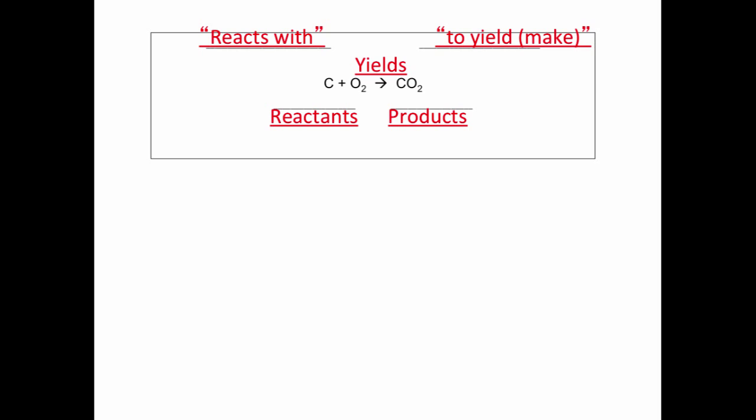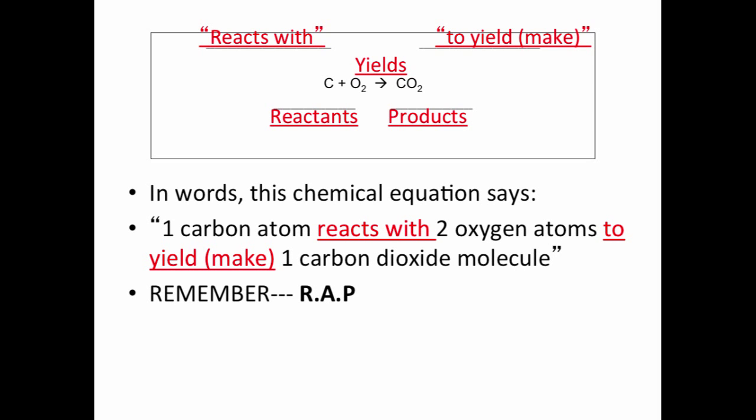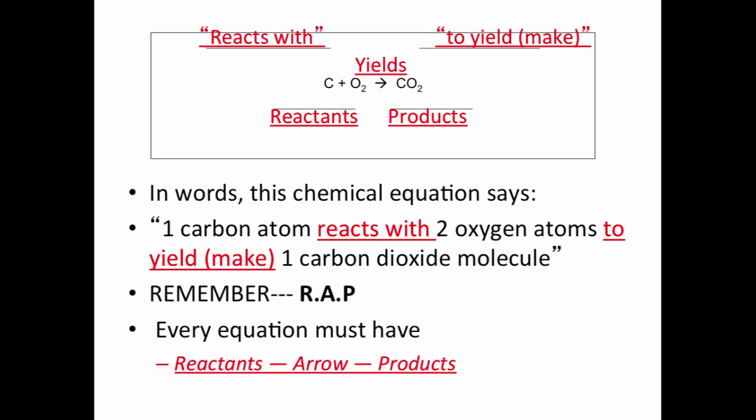So on your chemical equation, you will always have your reactants, which are going to be on the left of the arrow, and they're what go in. And your products, which you make, are going to be on the right, and they're what come out. So in other words, the equation says one carbon atom reacts with two oxygen atoms to yield or make one carbon dioxide molecule. So that's how you would read it in words. But instead of writing it out, we just write C plus O2 yields CO2. So remember, every chemical equation needs to have reactants, an arrow, and a product. So write that down.